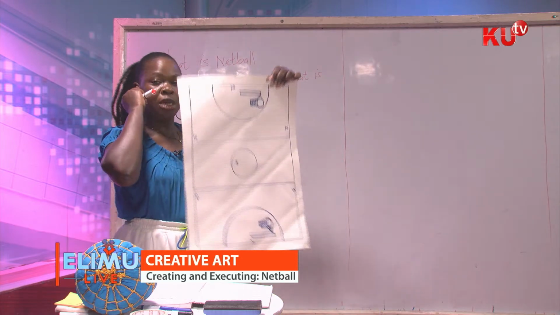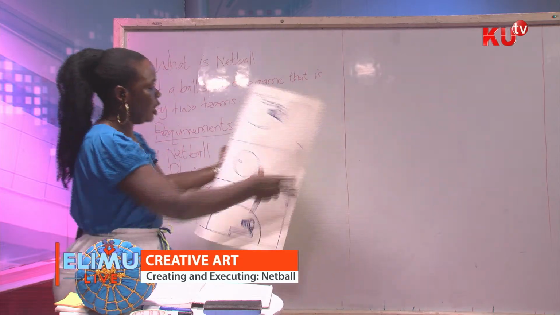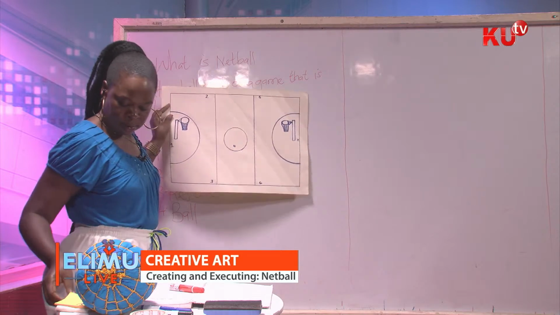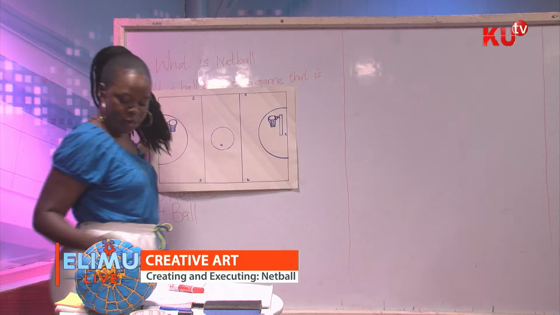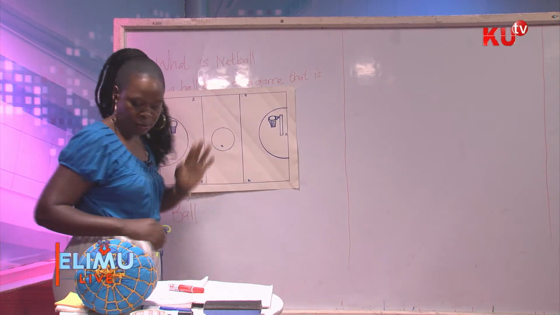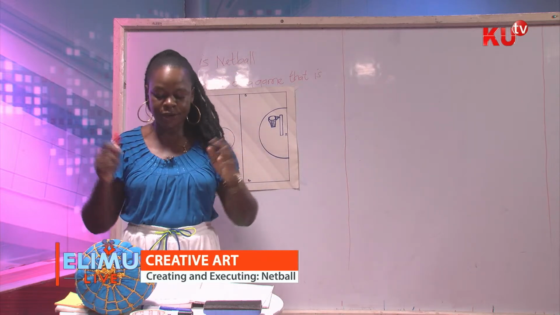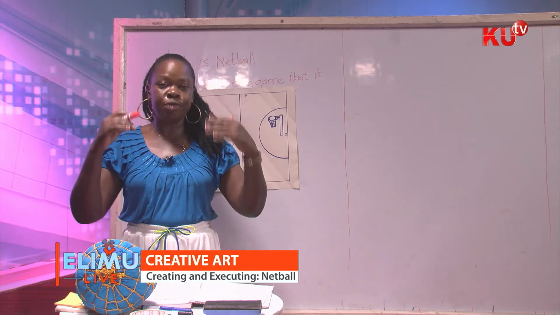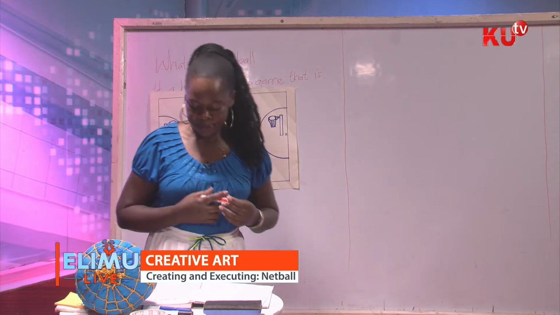Here we have the charts. We have the netball court with us. And then we shall need the players, which I have said have to be 14 in number. We have 2 teams, each team with 7 players.